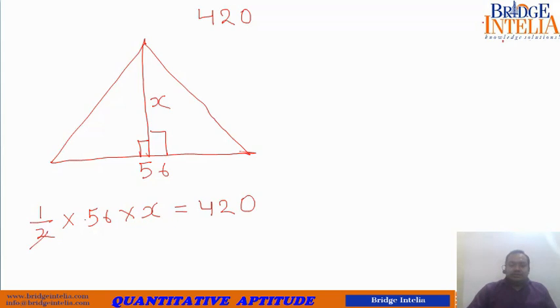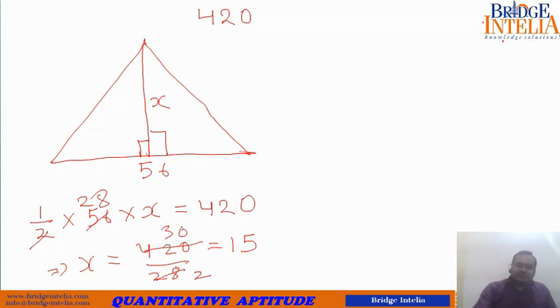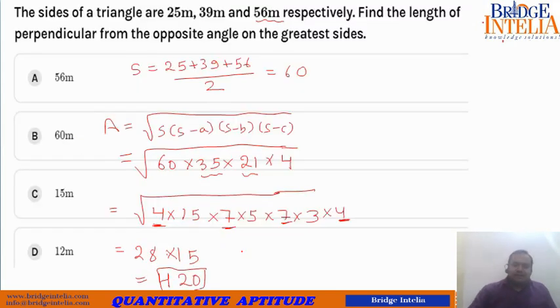So 28 here. From here you can see that x must be equal to 420 upon 28. So 420 and 28 both can be cancelled using 14. So 2 and 30. So x comes out to be equal to what? 15. So 15 meter.